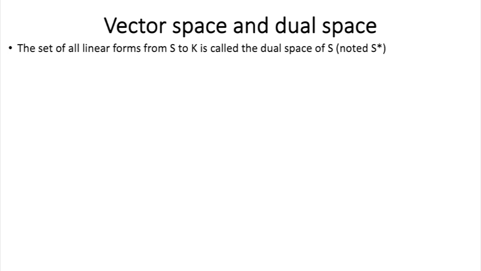The set of all linear forms from the vector space S, defined over the field K, to K is called the dual space of S. It's noted S star like this. Now, in the shown example, we use what are called Euclidean spaces, which means vector spaces over real numbers with a dot product. But it's also applicable to Hilbert spaces, which are defined over C, the complex numbers.